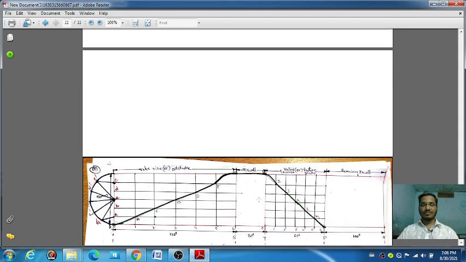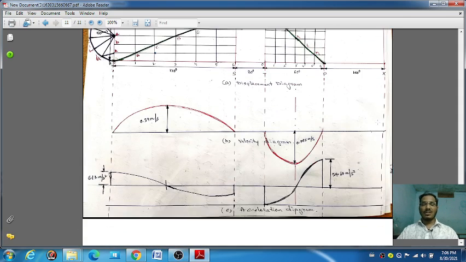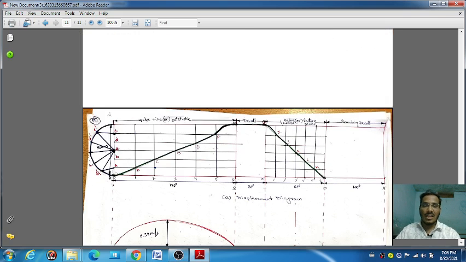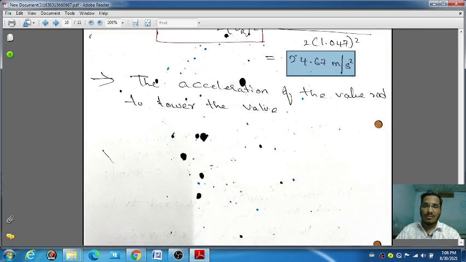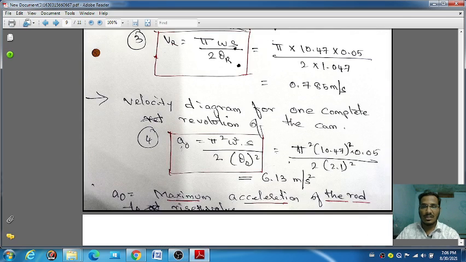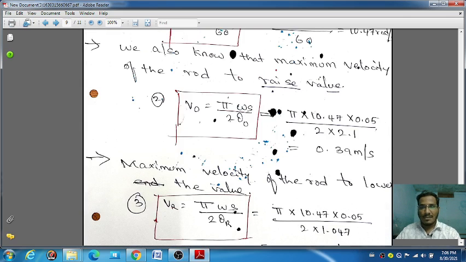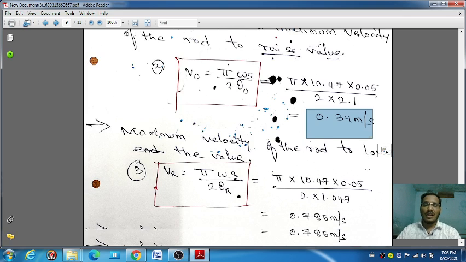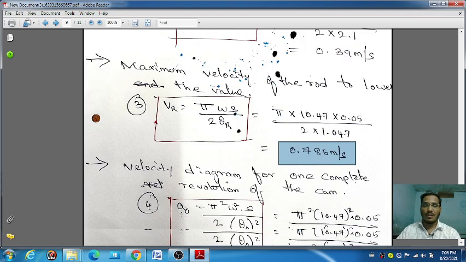Then next, we have to draw the displacement diagram, velocity diagram and acceleration diagram. I already told you when I started the problem, the question is also asking for the velocity diagram and acceleration diagram. So how much are we getting here, the velocity, you have to see first. The velocity, how much we are getting here, 0.39. Okay, this is your maximum velocity at the highest point. This is your lowest point.